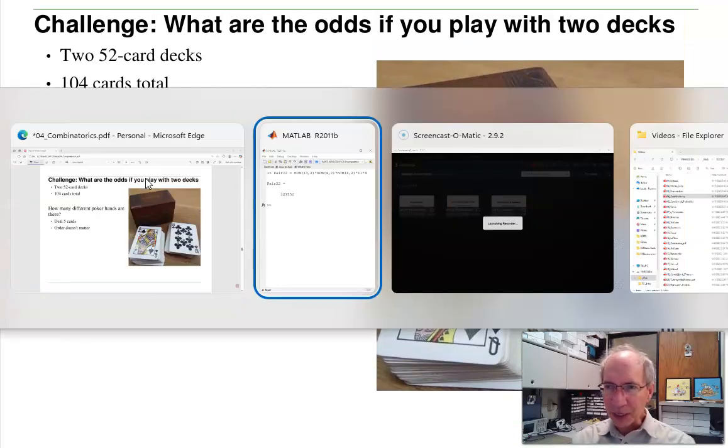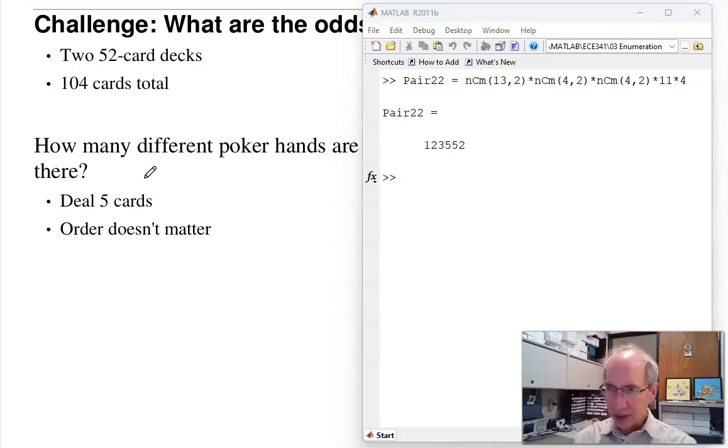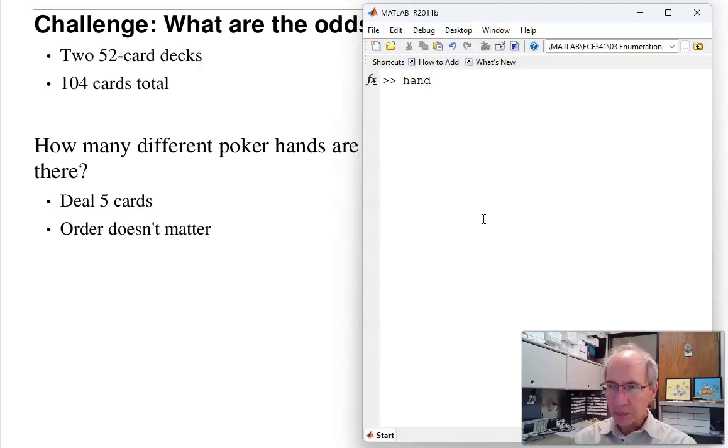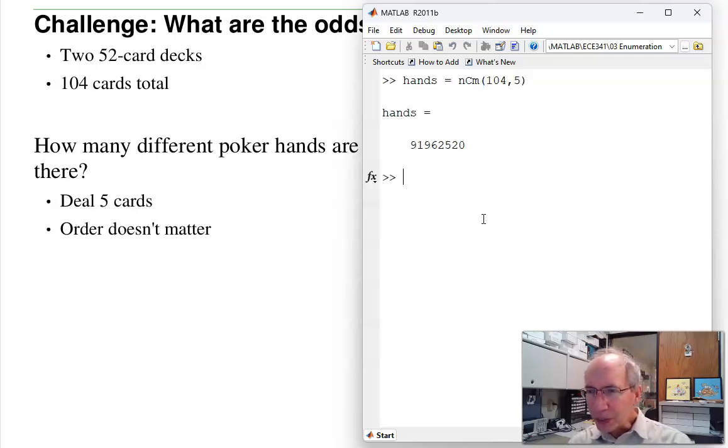I can do that in MATLAB. That'd be nchoosek. There's 104 cards in the deck, choose 5. There's now 91 million different hands. This is where enumeration just is not going to work. It was 2.5 million hands with a single deck of cards. 91 million is basically 45 times more, with 2 decks of cards.